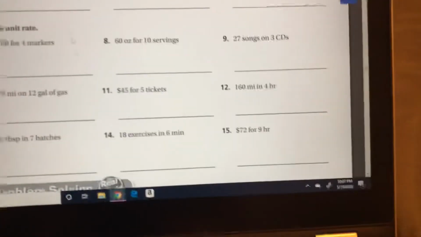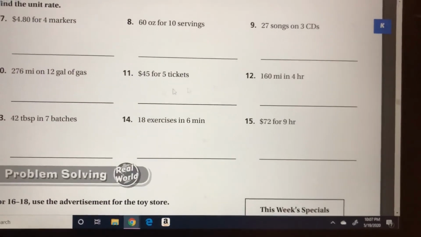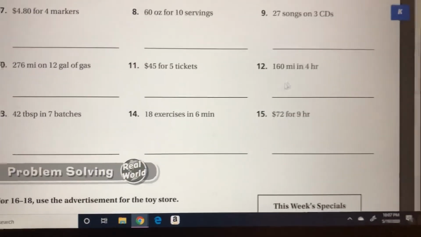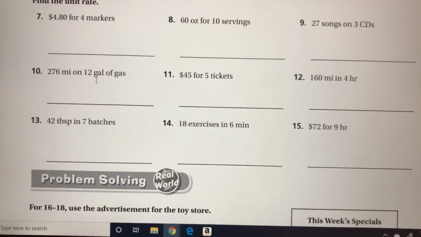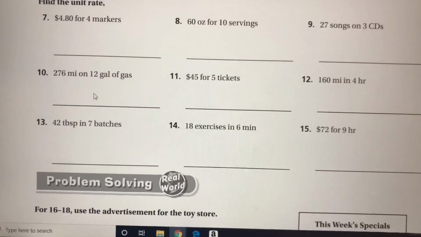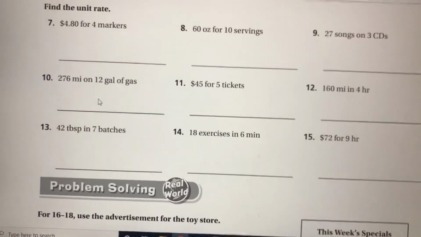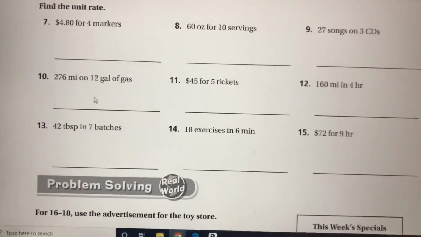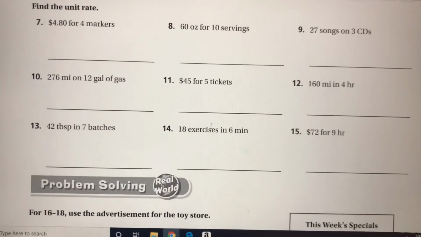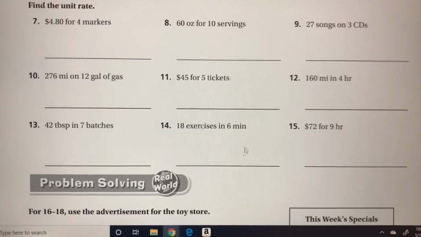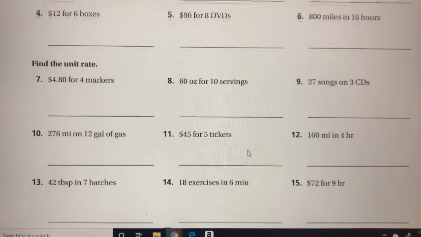And I think that's pretty much it. The rest is just, the numbers get a little bit bigger, but it's still division, the same process. 276 miles on 12 gallons of gas. Here we're trying to find out how many miles the car did per gallon. And the rest is just basic math. There isn't anything here that I think you would struggle with. It's just the same thing over and over again, just dividing.